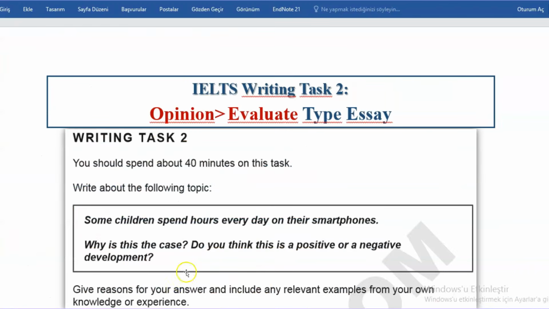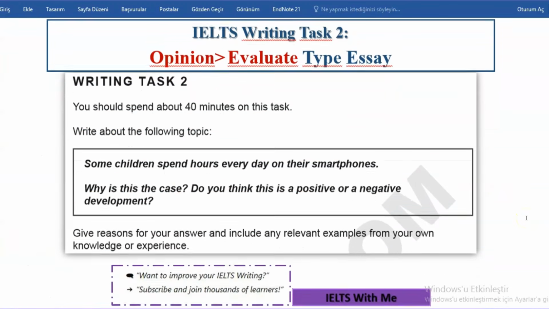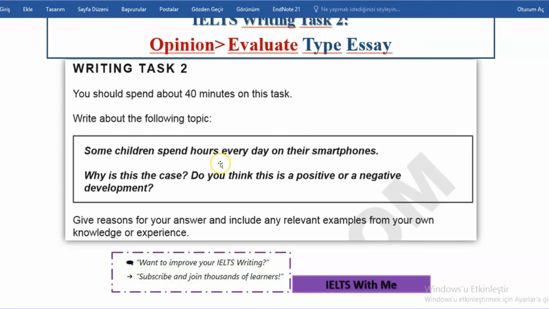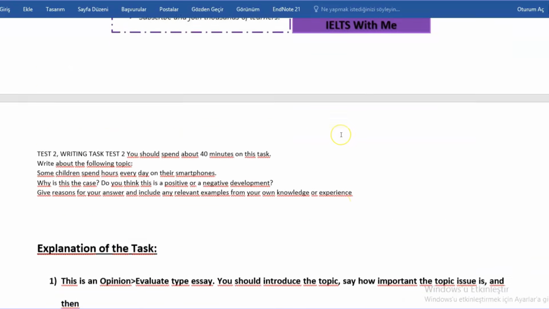Let's get started. Our question here is: some children spend hours every day on their smartphones. Why is this the case? The reason behind this phenomenon? Do you think this is a positive or a negative development? Something positive or something negative, okay? You have to give reasons for your answer, the reasons for this phenomenon, and include any relevant examples of your own knowledge and experiences, okay?